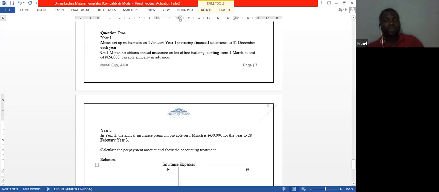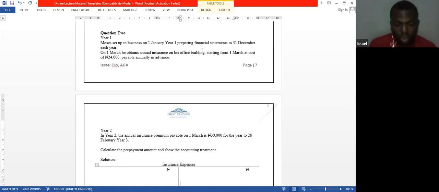In year two, the annual insurance premium payable on 1st of March is 30,000 for the year to 28th February, year three. So they are giving a duration for that. Now, they're asking us to calculate the prepayment amount to be shown in the accounting treatment. So how do we calculate that?